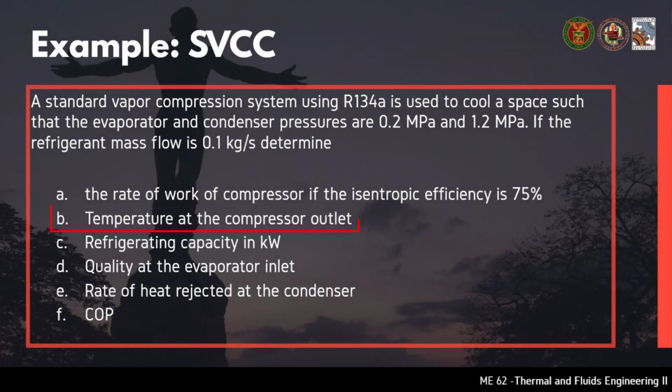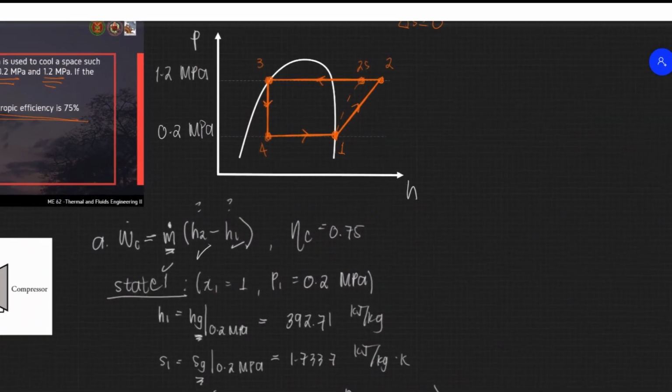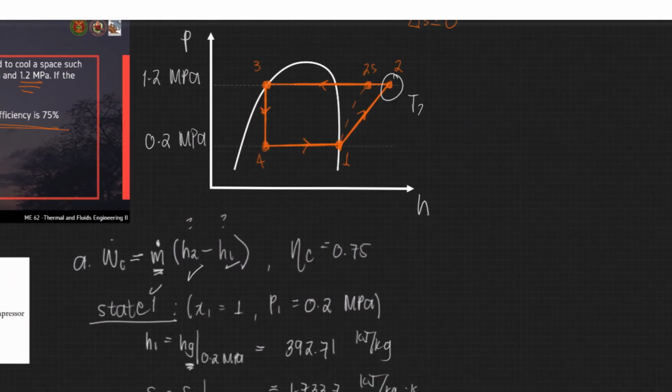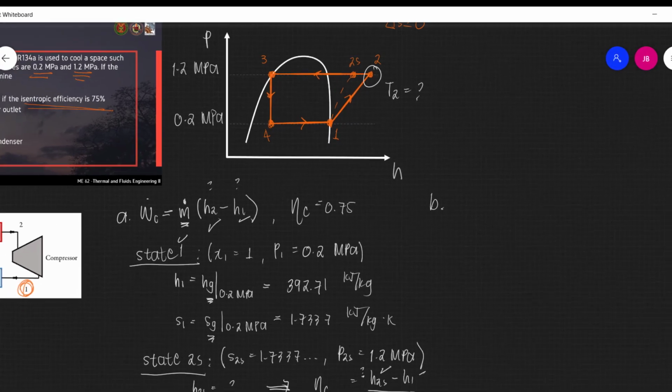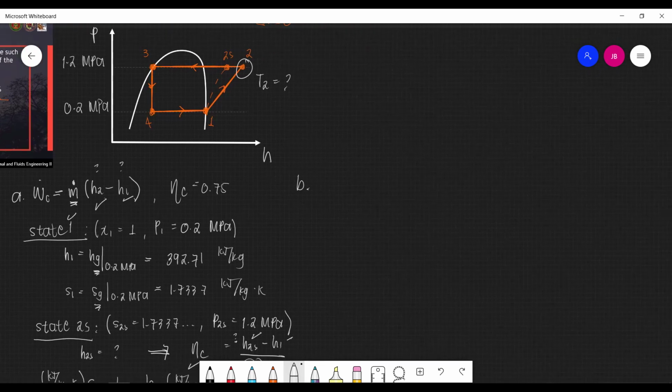So we are asked to solve for the temperature at the compressor outlet. So basically, T2. Remember, T2s is the temperature at the compressor outlet if it's isentropic. So since hindi siya isentropic, walang ideal, let's solve for the actual temperature. In order to do so, let's fully define state 2.